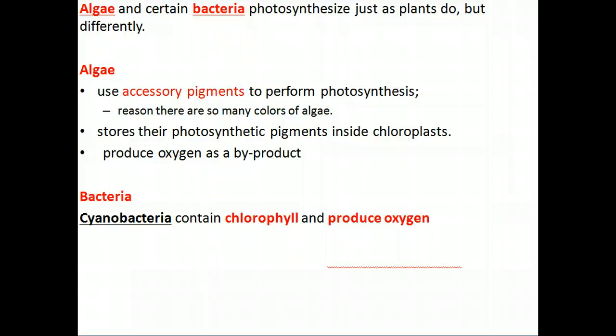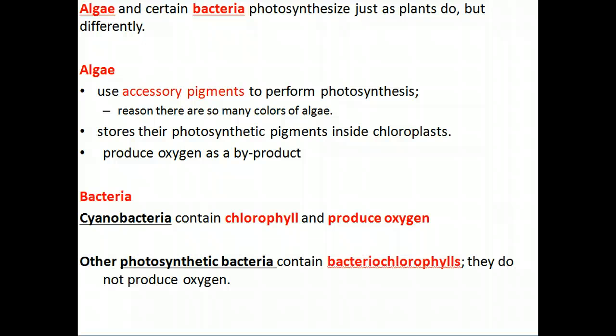Bacteria, and we're going to talk a lot about cyanobacteria, also contain chlorophyll. They will also produce oxygen. There are some other photosynthetic bacteria that will not have chlorophyll. They will have other molecules called bacterial chlorophyll. They do not produce oxygen. The ones that I really want to focus on are the cyanobacteria. So, algae and cyanobacteria. And this is the end of our lecture on photosynthesis.